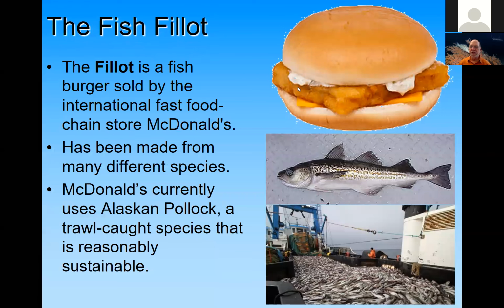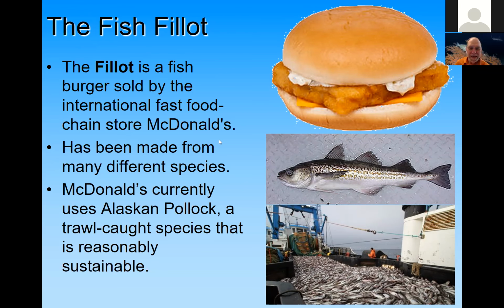Other features of eating fish, well, this is something called a fish fillet. I don't know how many of you have ever had one. You can get this fish. This is a McFish sandwich. I forget what they call it, but you can get them at McDonald's. It's sort of the fish fillet. Well, it's not really a fillet. It's what's called a fillet.